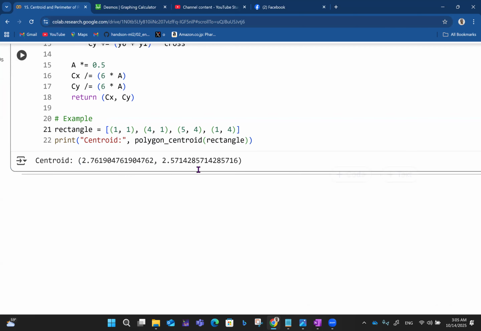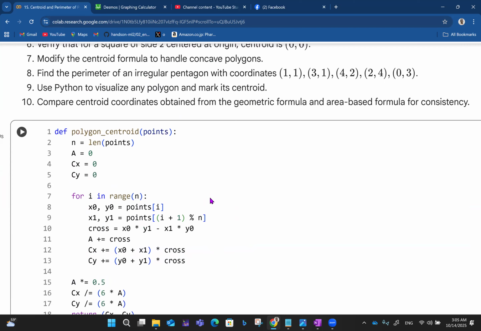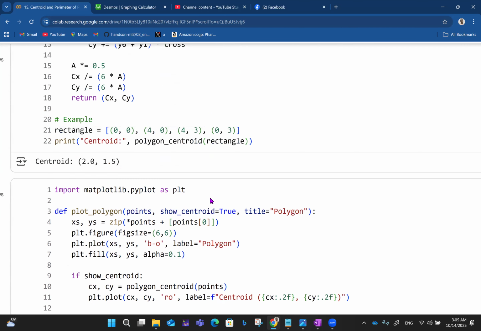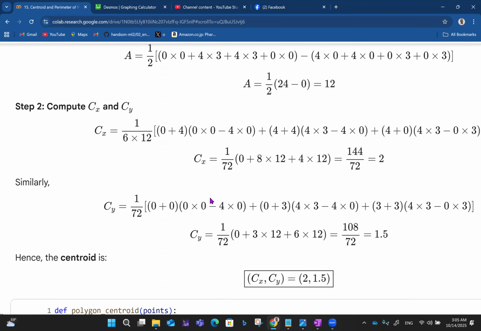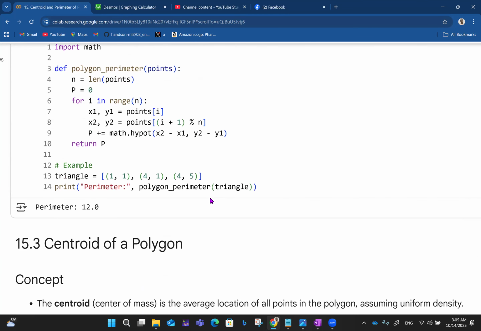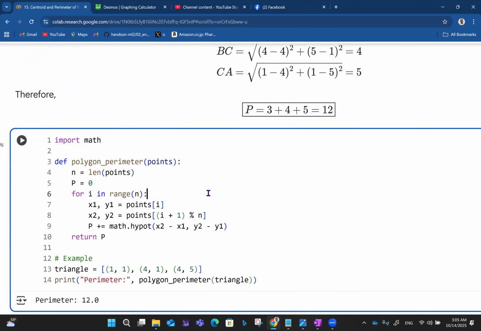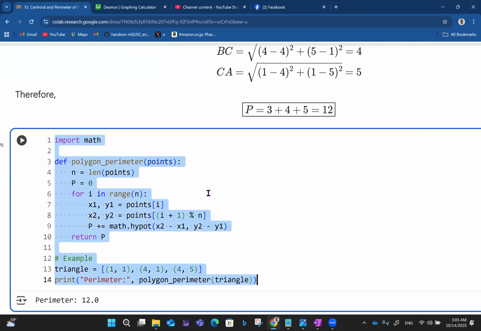Okay, this is the centroid now. This is the centroid. What about the area? Okay, it is about the centroid. We need the area in particular. Yeah, we had something about the area. So does this work?